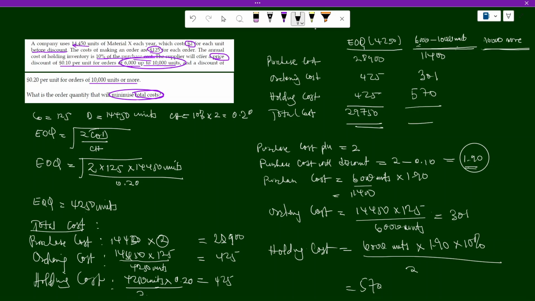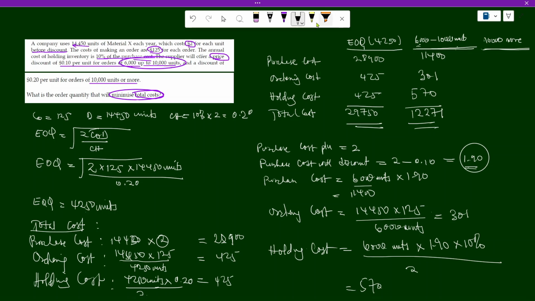Now, what will be the total purchase cost? So 11400 plus 301 plus 570, and that will give us 12271. Okay, now let's go to 10,000 or more.